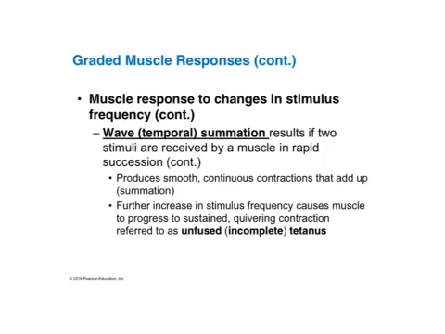We have two types of wave summation: one that's called unfused or incomplete tetanus, and then we're going to talk about fused or complete tetanus next. Unfused or incomplete tetanus is when we have short periods of relaxation. Not complete relaxation, but partial relaxation. So this is when you're exercising: you curl the weights, you slightly relax, curl again, slightly relax. That's going to be an incomplete tetanus.